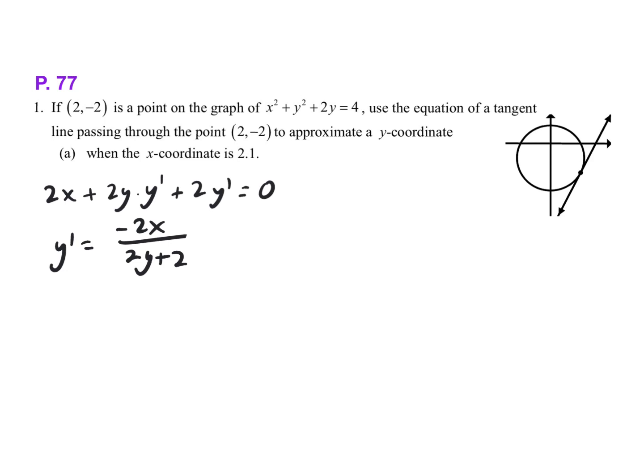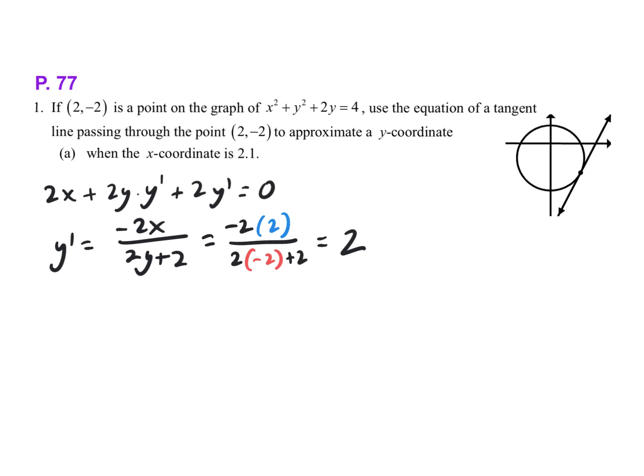All right, anyway. So I'm going to plug 2 in for x. I'm going to plug negative 2 in for y. Even color-coded. So negative 4 on top, negative 2 on the bottom. So my slope is 2. Okay. So we've learned that the slope of the tangent line is 2.